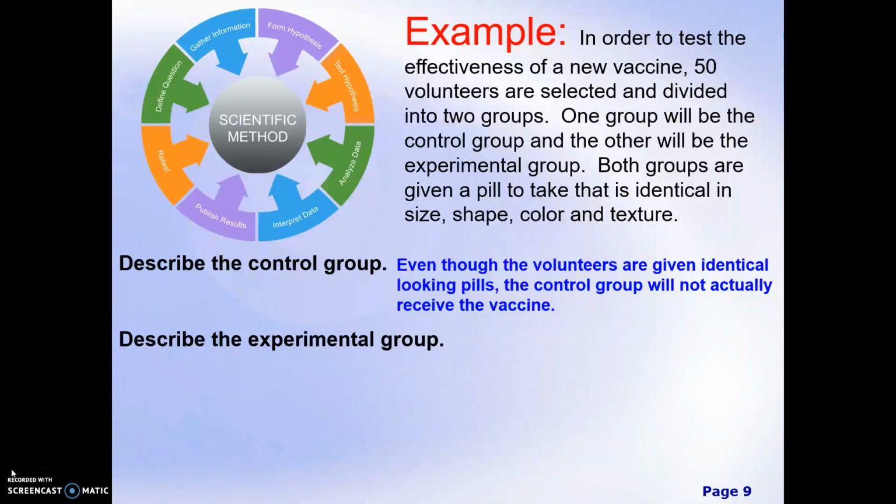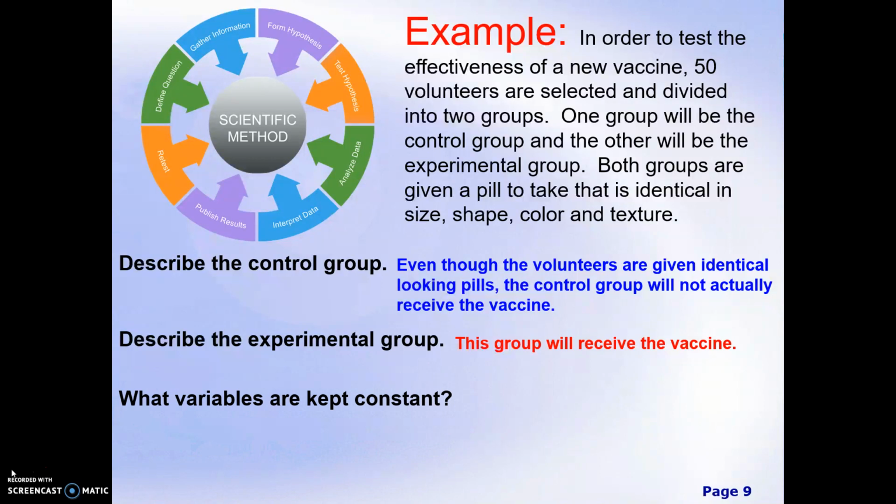So what do you think the experimental group is going to be in this instance in your head? So this is the group that has the pill that has the vaccine in it. So it's the one that is experimented on. It's the experimental group. So they actually get the medicine, and we can see how much that is going to change the outcome of whether somebody gets sick or not. So what is the variable that we keep constant in this case?